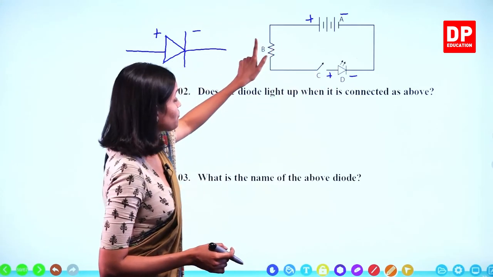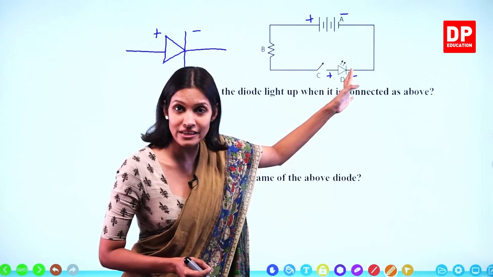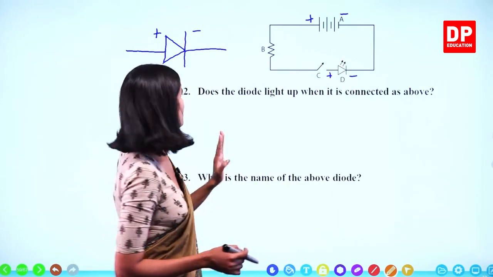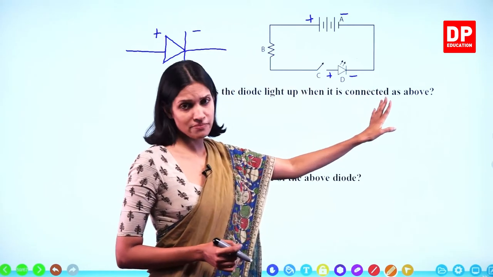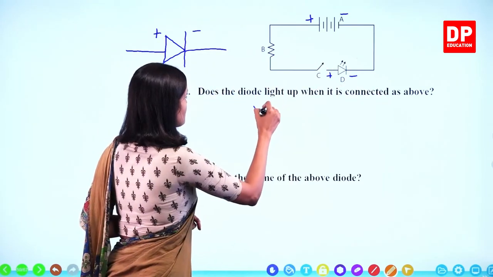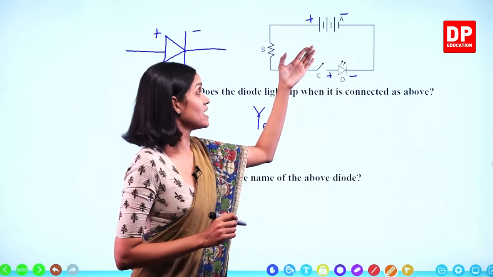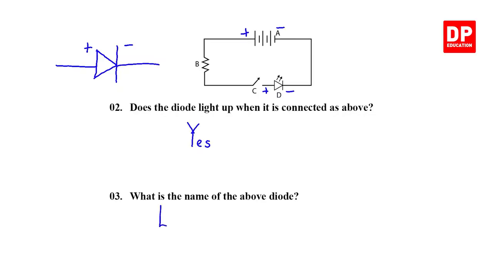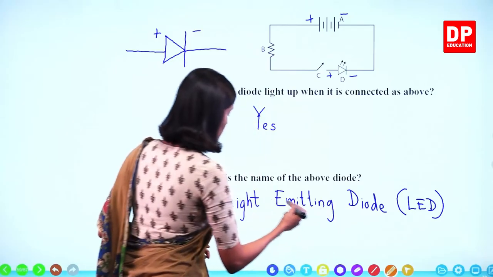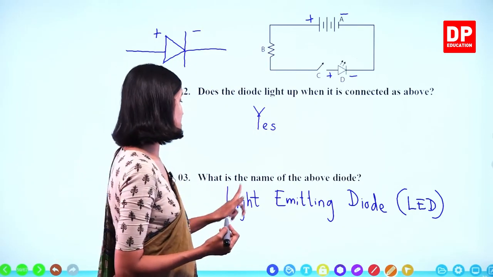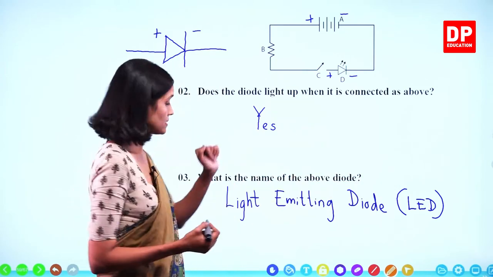So this is an LED. If a flow of current passes through this diode, the LED lights up, okay? Does the diode light up when it is connected as above? Yes, this is correct. What is the name of the above diode? This is an LED, light emitting diode. Or short form, LED. Let me take the first letters of the three words, okay? Light emitting diode, LED, right?